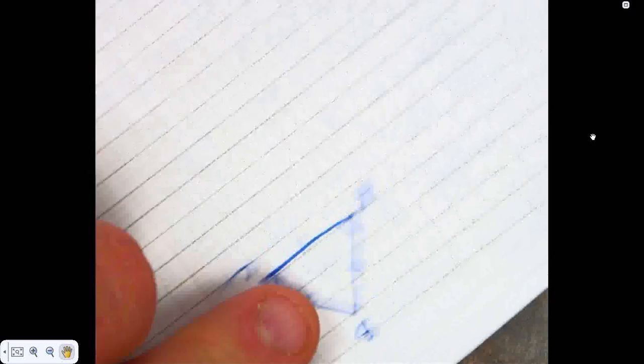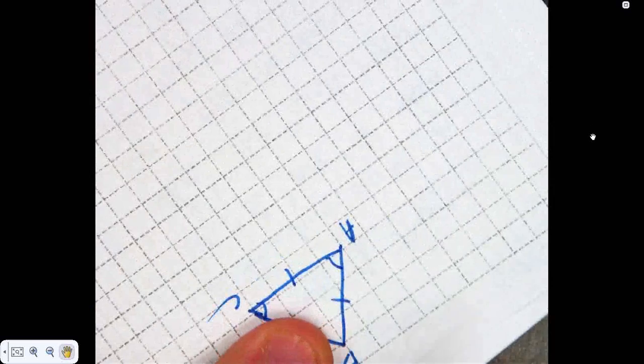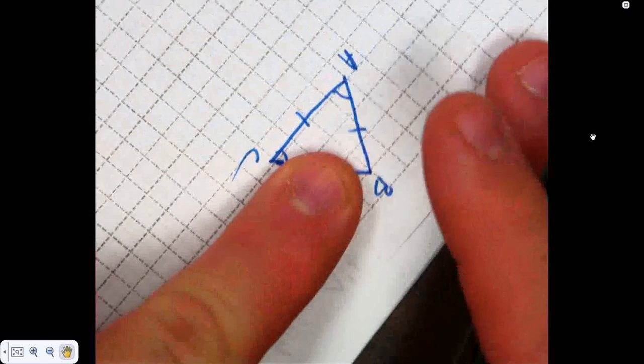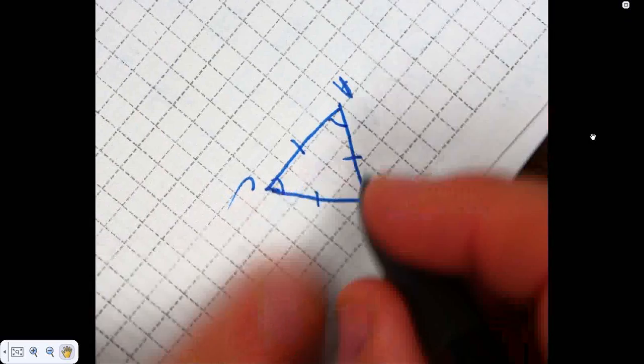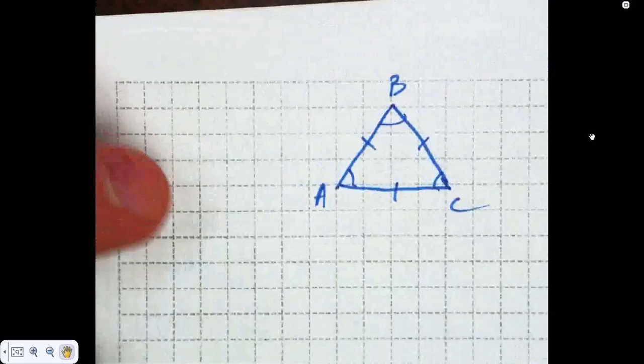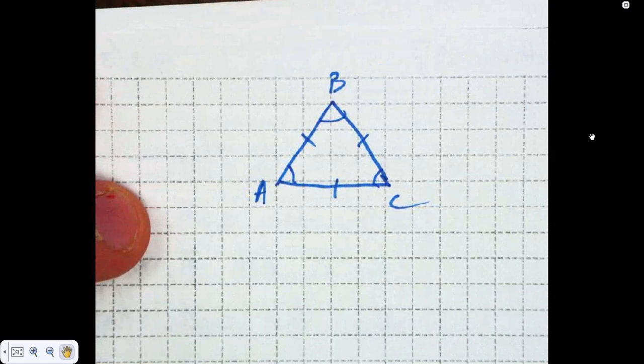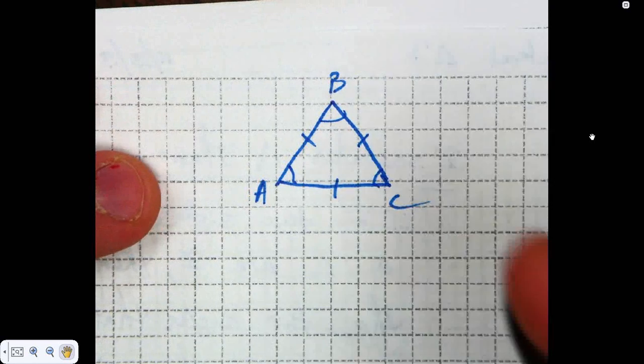Now turn it around like that. What two angles would be congruent now? C and B. So in an equilateral triangle, what do you think about all of the angles? They're all equal.